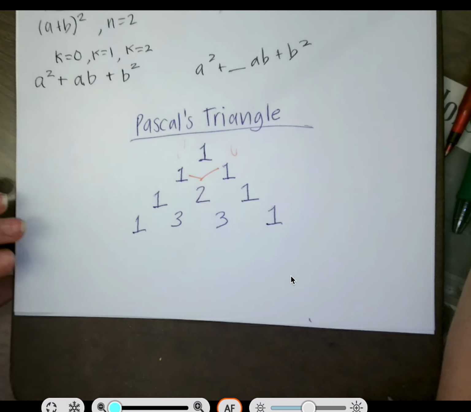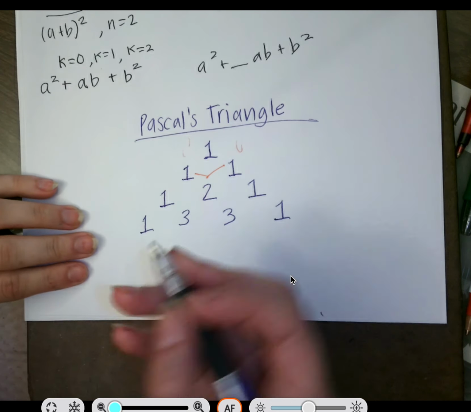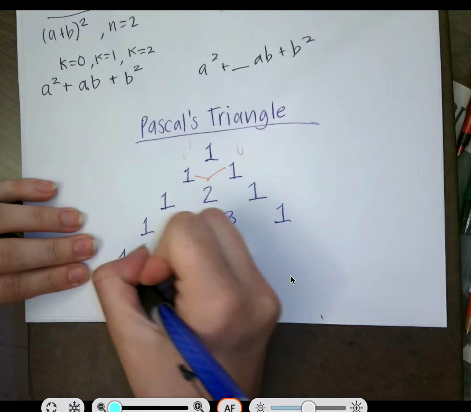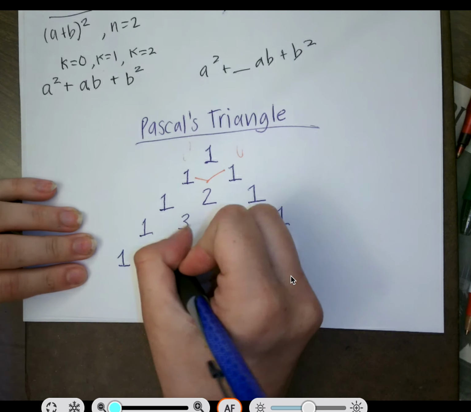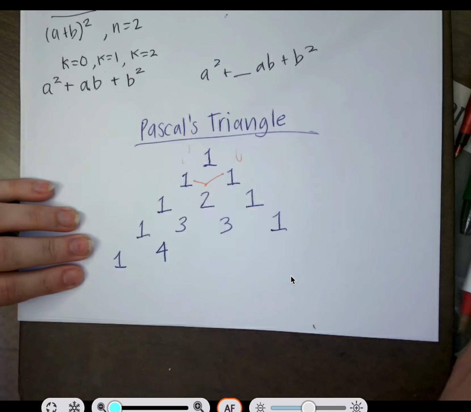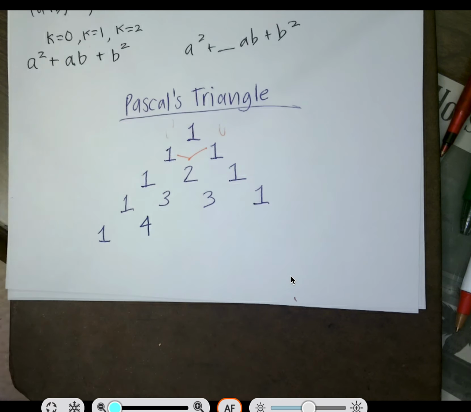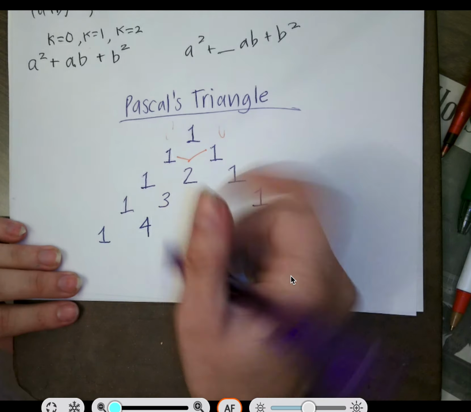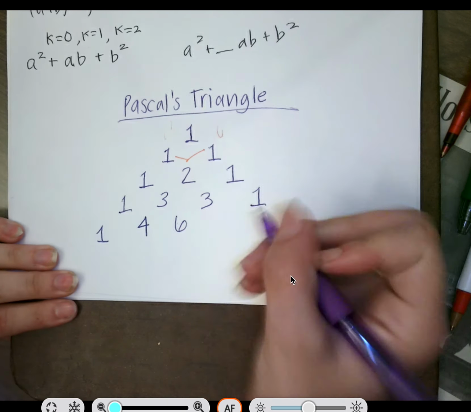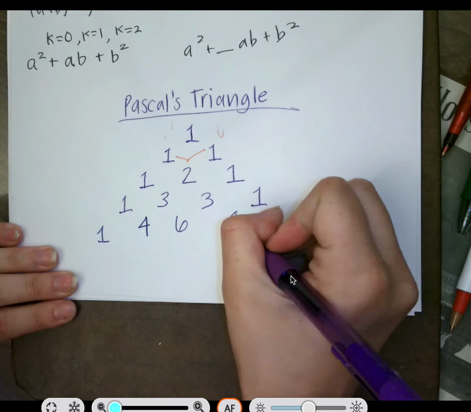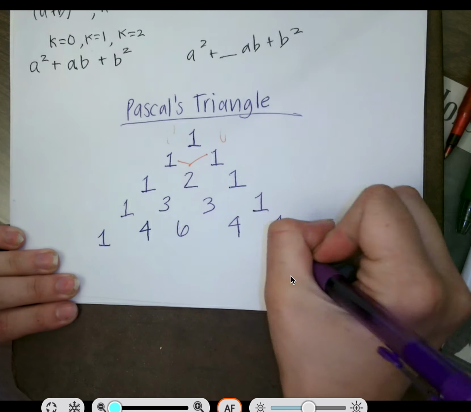Lighting won't be such an issue anymore. So we're going on to our Pascal's triangle. We pull down our 1s, 1, 3, 4. I switched colors in the middle of the triangle, but that's alright. 3 plus 3 is 6. 3 plus 1, 4. Carry down our 1.